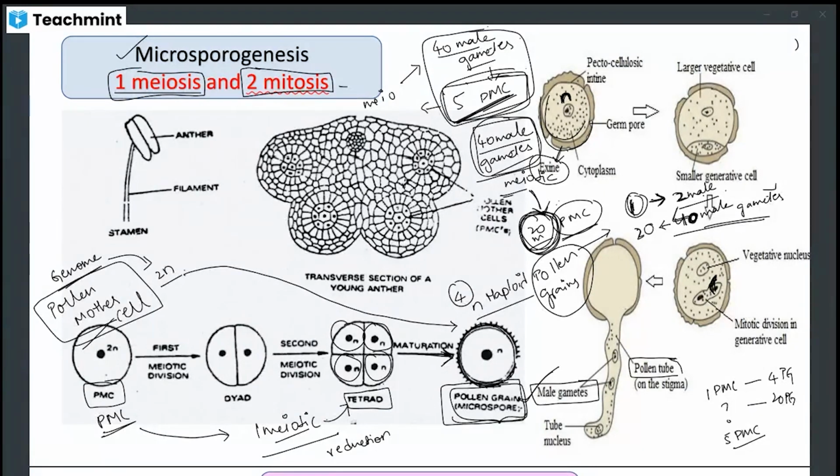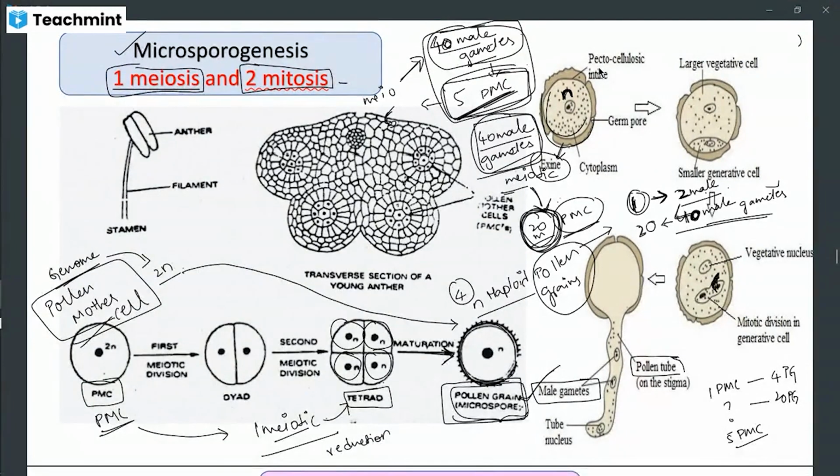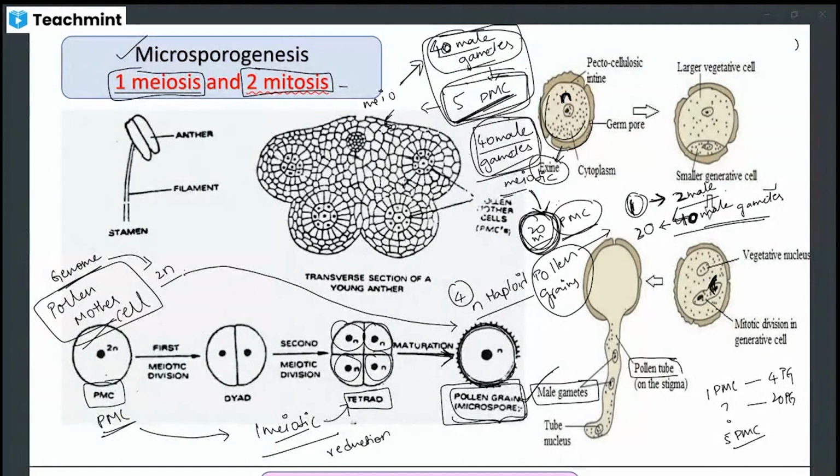Yeah. See, if there are 5 PMC, then all undergo meiotic division. Therefore, 5 meiotic divisions. So 5 meiotic divisions are responsible for the production of 40 male gametes, right? Yes, sir. It forms 20 pollen, and 20 pollen form 40 male gametes. So hope everyone understood it. If not, please write in the chat box. We will again discuss it. If anyone did not get it, write in the chat box.